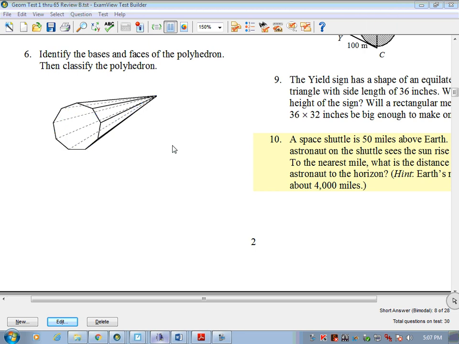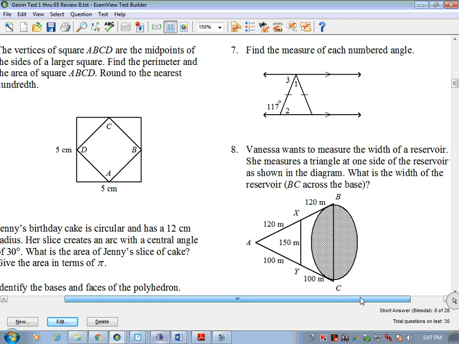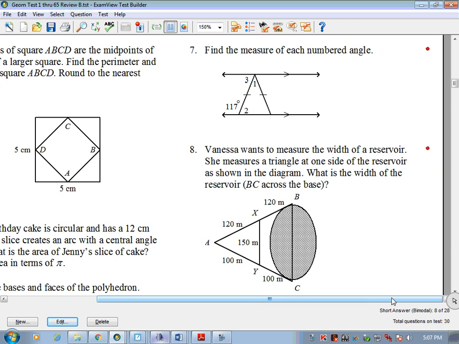Okay, that's 6. Let's scroll on up here to get our 7. We've seen this guy before. Find the measure of each numbered angle. Notice that we have 2 parallel sides cut by a transversal here, which means what we've got is same side interior angles between 117 and angle 3, and we have a linear pair between 117 and angle 2, which means that angle 2 and angle 3 are going to be the same. Also, they are alternate interior angles. Because we have 2 parallel lines cut by a transversal, then alternate interior angles of that transversal are congruent. So all I have to do is do 180 minus 117, which I believe is 63 degrees.